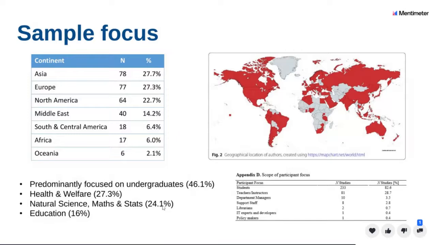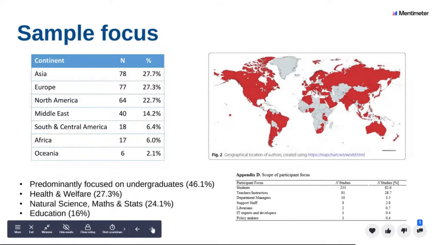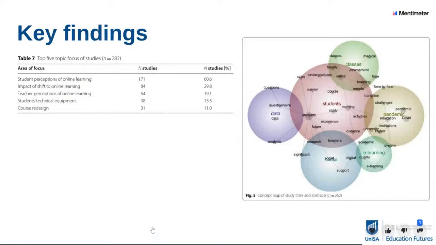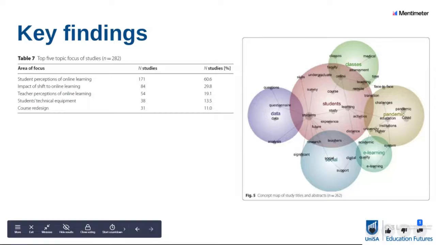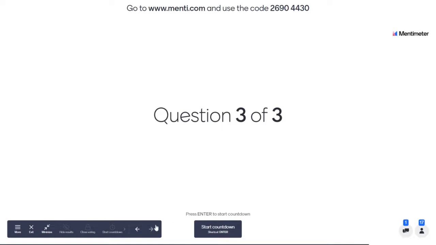And as I said, Asia and Europe were basically very similar in terms of where the participants were coming from. But here in higher education, we saw the flip of what we saw in schooling, where students were the ones that were the participants in most cases, as opposed to teachers, which is what I found in the K-12 sector. We did find that student perceptions of online learning was the top area of focus. And we really saw that students' experiences and the impact of the shift to online learning was the predominant focus.